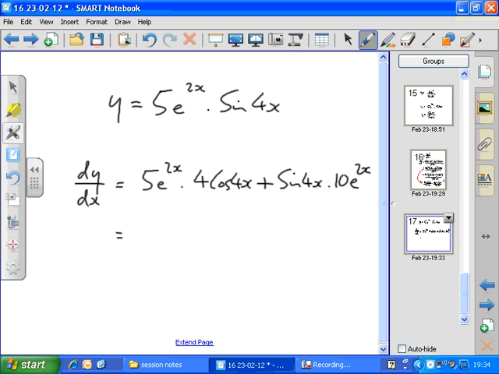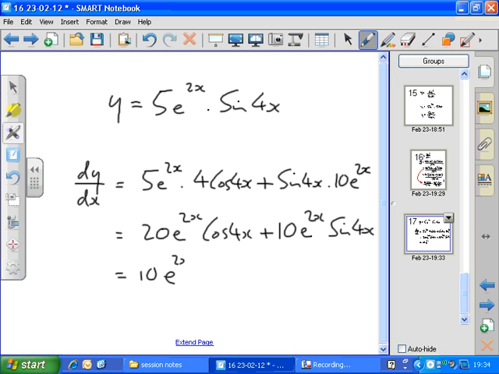Tidying up, 5 4s are 20. Plus, write the 10e to the 2x first and the trig bit at the end. And then look for common factors. 10 goes into both of those numbers, and e to the 2x can come outside the bracket, leaving 2 cos 4x plus sine 4x. So that's those two. You can run through these notes later, or play the video back if you want to take it a bit more slowly.